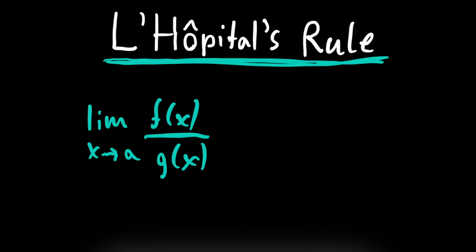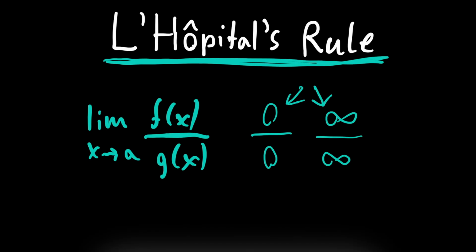If you've ever tried to evaluate a limit and you ended up with an indeterminate form, like 0 over 0 or infinity over infinity, these are indeterminate forms. L'Hopital's rule gives us a way to handle these kinds of tricky situations.